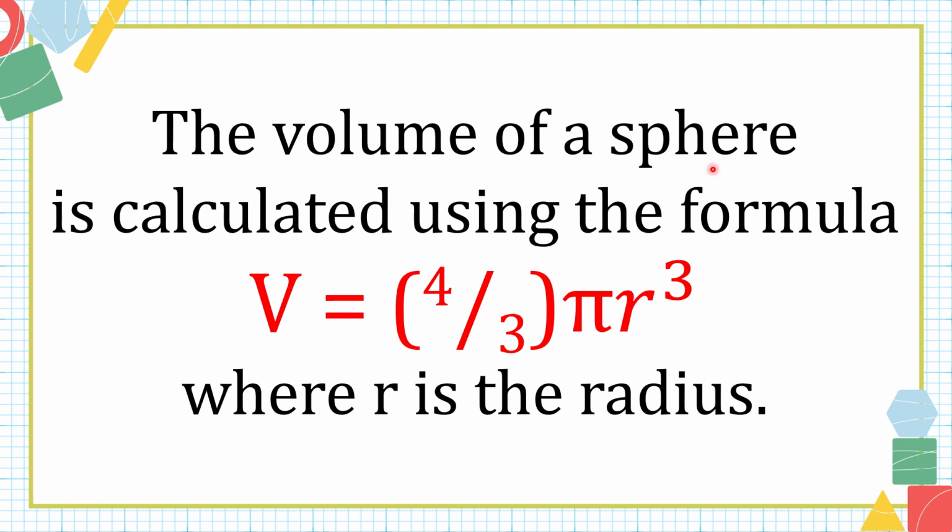The volume of a sphere is calculated using the formula V is equal to the quantity 4/3 pi r cubed, where r is the radius.